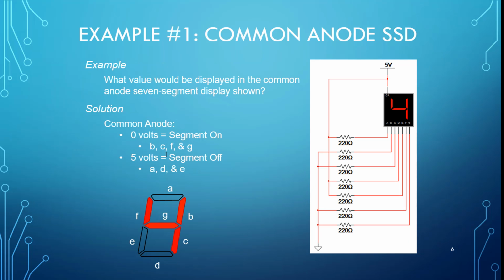So we've got 0 volts going to B, C, F, and G. On common anode, ground connects it and turns it on. We're sending 5 volts to A, D, and E, and remember on common anode, positive high, or 5 volts, turns that segment off. So B, C, F, and G are the only segments that would be on in this case.